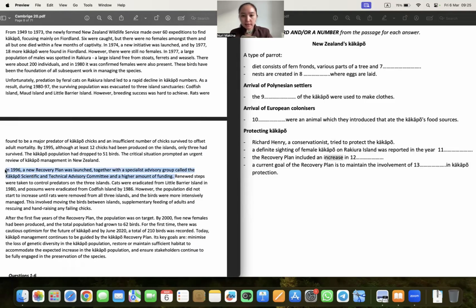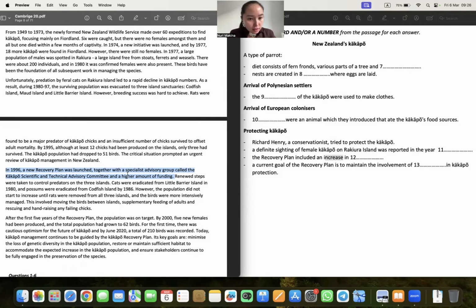So in 1996, a new recovery plan was launched, together with a specialist advisory group called the kākāpō Scientific and Technical Advisory Committee and a higher amount of funding. Higher amount is a keyword meaning increase. So here we go, does it match? Yes, definitely it does, and included.